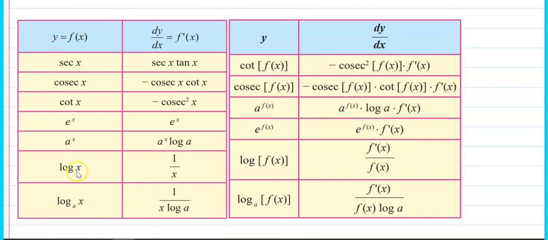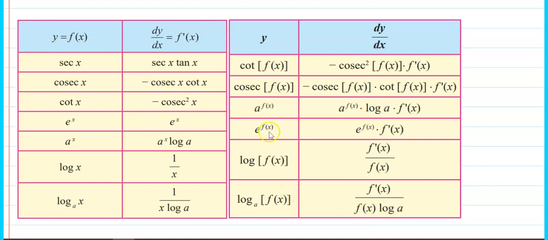Okay. The derivative of log of x is 1 upon x. Similarly, log of f of x is 1 upon f of x into the derivative of f of x, which is f dash of x. Similarly, the derivative of log of x to the base a is 1 upon x into log a. And here log of f of x to the base a is f dash of x upon f of x into log a, in this way.